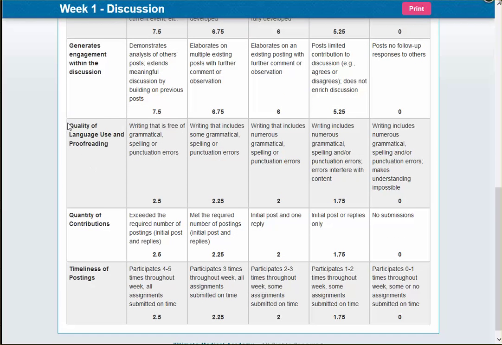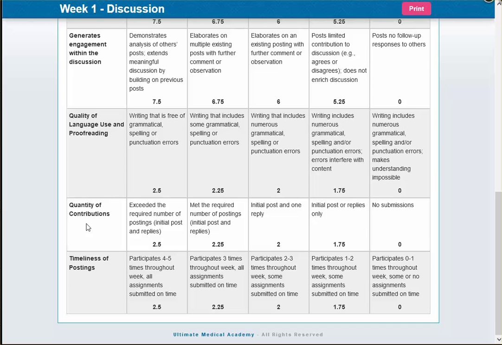The next criteria is quality of language use and proofreading. To earn full points here, you need to have writing that is free of grammar, spelling, and punctuation errors. The next criteria is quantity of contributions. To earn full points, you must exceed the required number of posts. The required number of posts is an initial post and 2 replies. To earn the full points, you need to exceed that. So you would have to have an initial post and 3 replies minimum to earn full points.